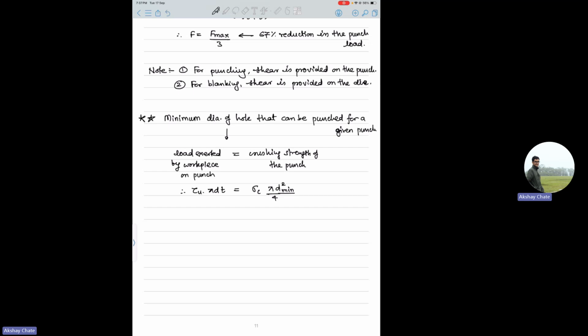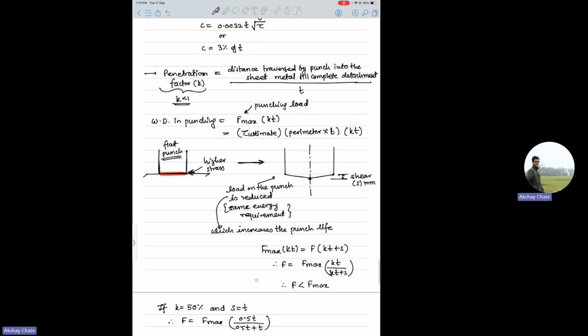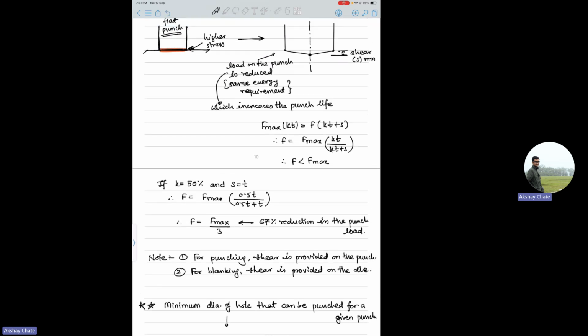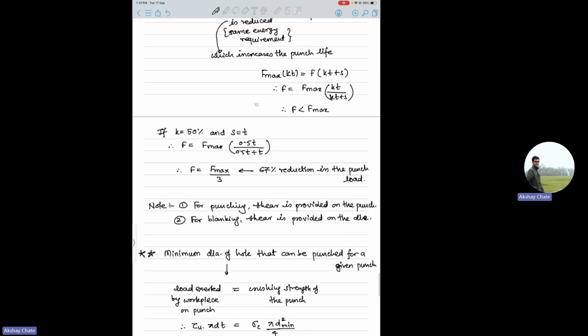And this is assuming no shear on the workpiece or the punch. If you have shear, then this left-hand side will be modified. What is the formula for punching? Tau ultimate into pi d t, right? So F max is this tau into pi d t. So if you have shear and all, F will be again this value you have to use.